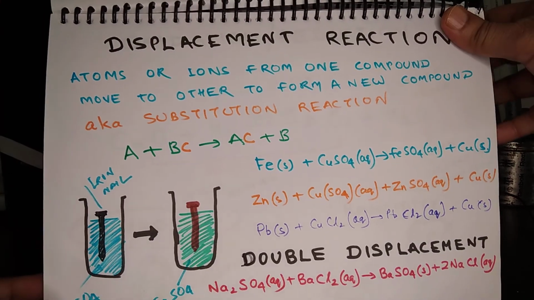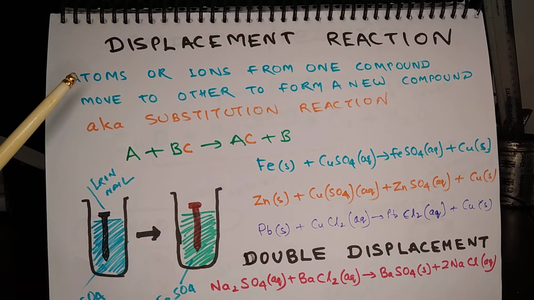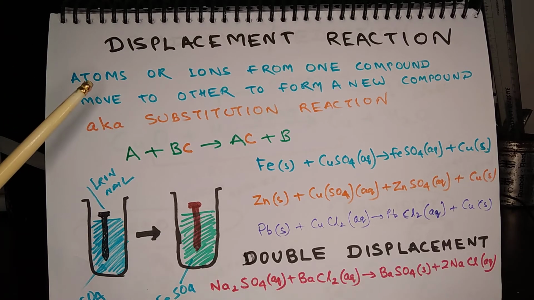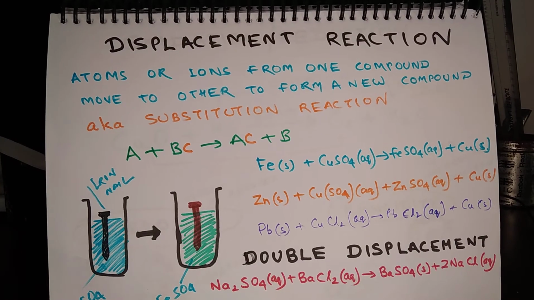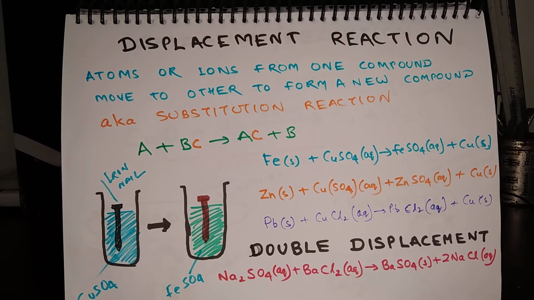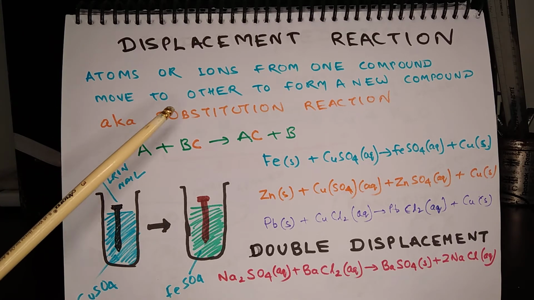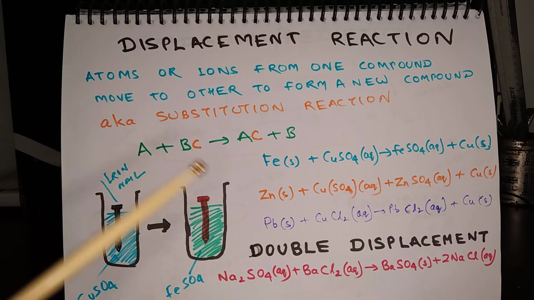Now let us move to the displacement reaction. When atoms or ions from one compound move to another to form a new substance, the reaction is called displacement reaction. So one is displacing the other. This is also known as substitution reaction. This is also called single displacement reaction.